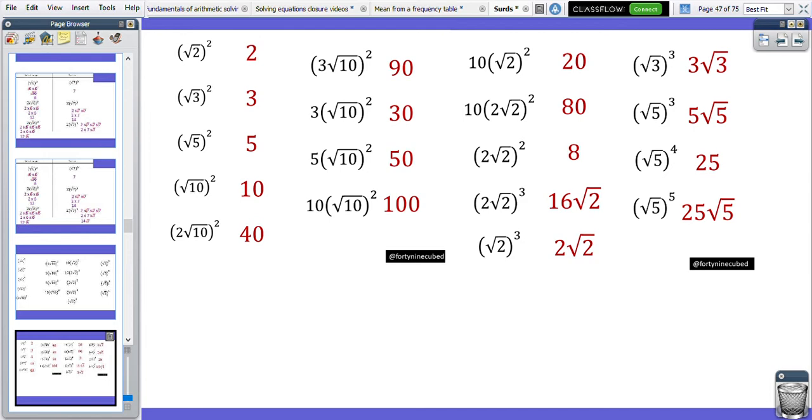Okay, so here are your solutions to that task, and let's move on.